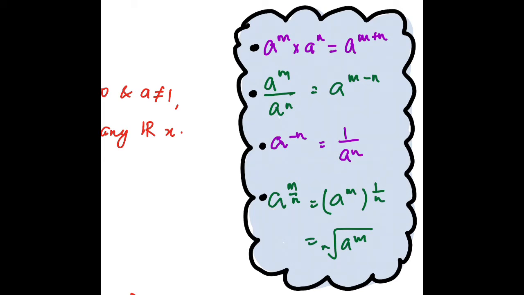Next, a to the power of m over n. Okay, so this is just a to the power of m, and then outside here you may factorize 1 over n. So if you have a fractional exponent, meaning that this one will be turned into the nth root here. So this is just a to the power of m, and then take the root of n.